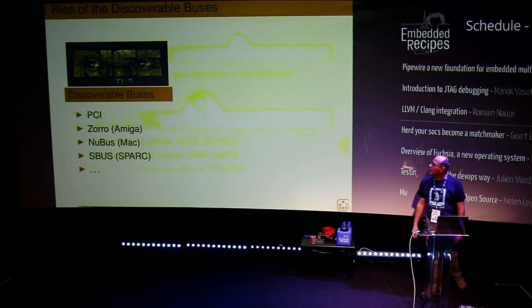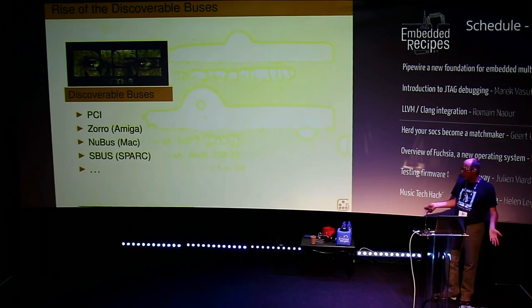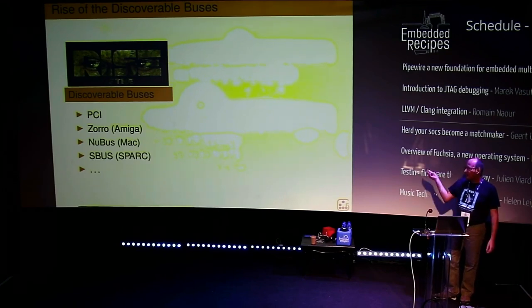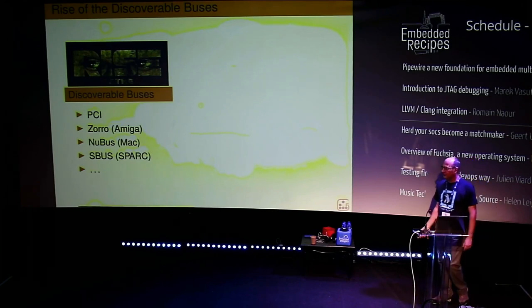Then we had the rise of the discoverable buses. PCs moved from ISA to PCI, which was auto-probable. So you could easily find out what hardware exactly was present on your device. It was similar on other platforms like the Amiga, the Macintosh, Sparc, and other architectures. They all had probable modern buses where you could easily find out what's running. So it sounds easy to find a driver that matches that.